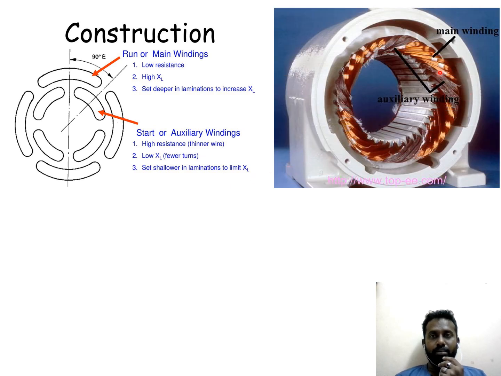You can see, these are the main windings. This is the stator part, and this is the stator winding, in which you have these as main winding, and you can see this silver color, which are the auxiliary windings. Main windings are of low resistance, auxiliary windings are of high resistance. Main windings have a high XL value, that means more turns, and the auxiliary or starting winding has fewer turns.